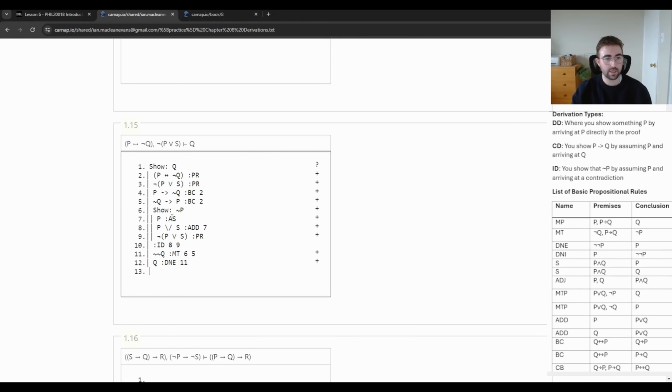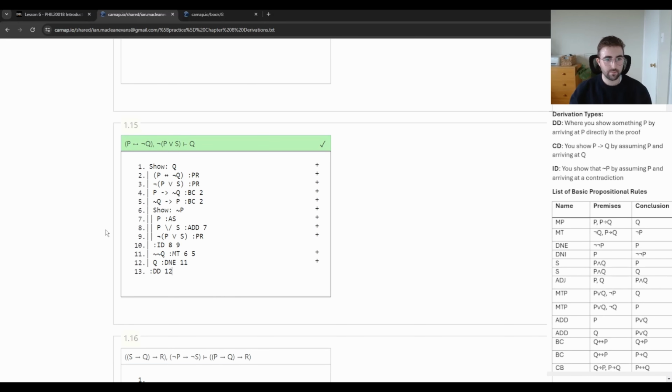Yeah, I haven't looked at that in a while. Okay. Now the last step we used was a direct derivation rule to get Q, and we showed it directly. So we have a direct derivation of what we were trying to show, which is Q. We have a direct derivation on line 12.